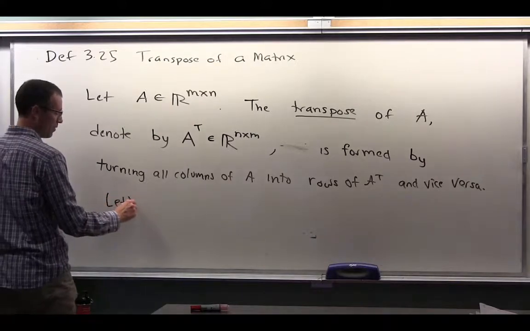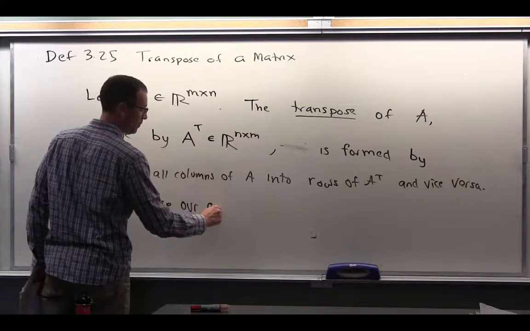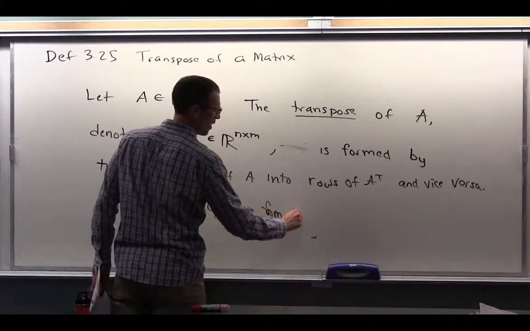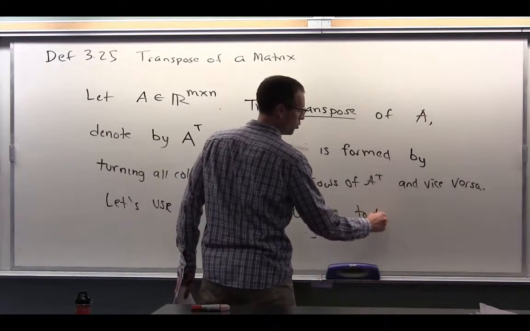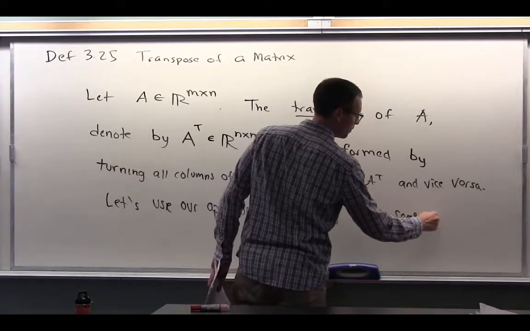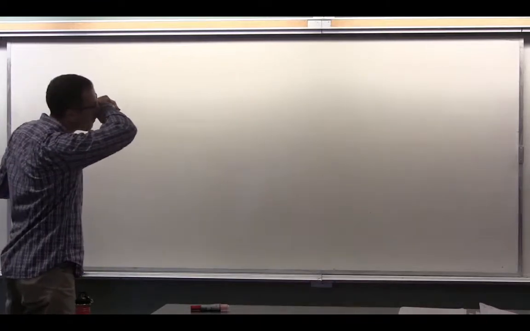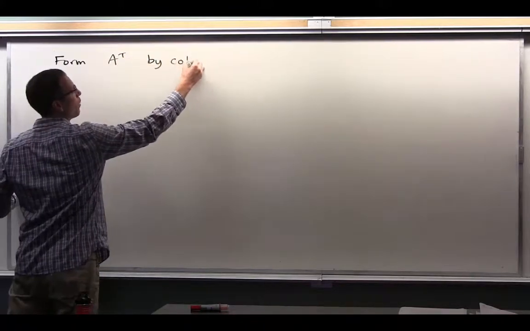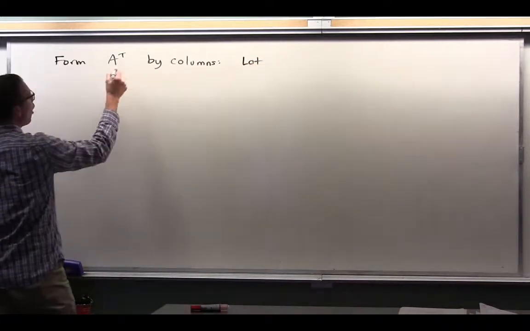Let's get specific. Let's use our operators from lesson 8 to do some work. The situation that we have now is, let's imagine we're going to form the transpose. So let's form A transpose by columns. And we'll do it in all three ways. From that standpoint, let's remember, how big is A transpose?